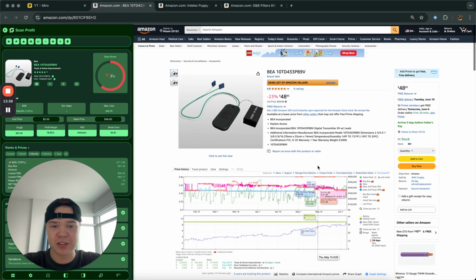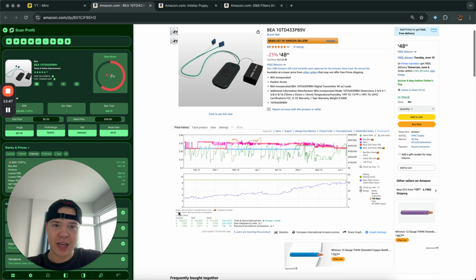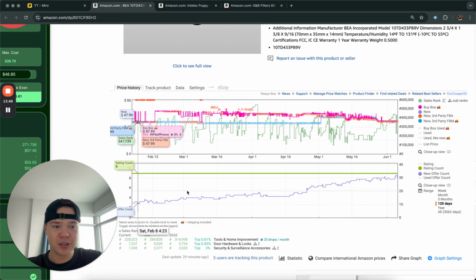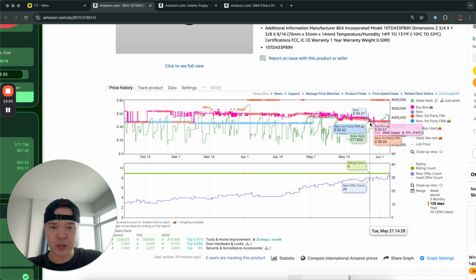I don't like the looks of this. Scan score is not good either. This is a red product. So our sales rank is super high. We're at 200K. So this item's not selling very much. And the other thing too is this offer count is just only going up.